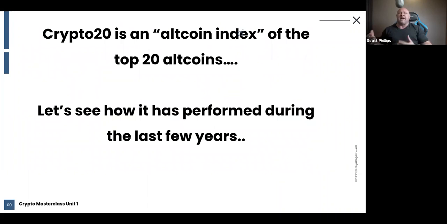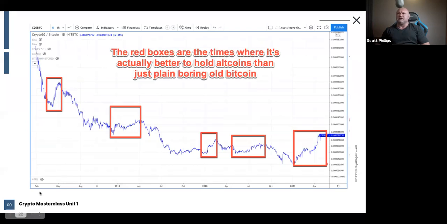So there's a coin which behaves like an index, like an ETF, called Crypto 20. It's an altcoin index of the top 20 altcoins. And it's a very useful thing to use as a proxy for the altcoin market. So let's look at it over the last couple of years. This is from the end of the old bull market.